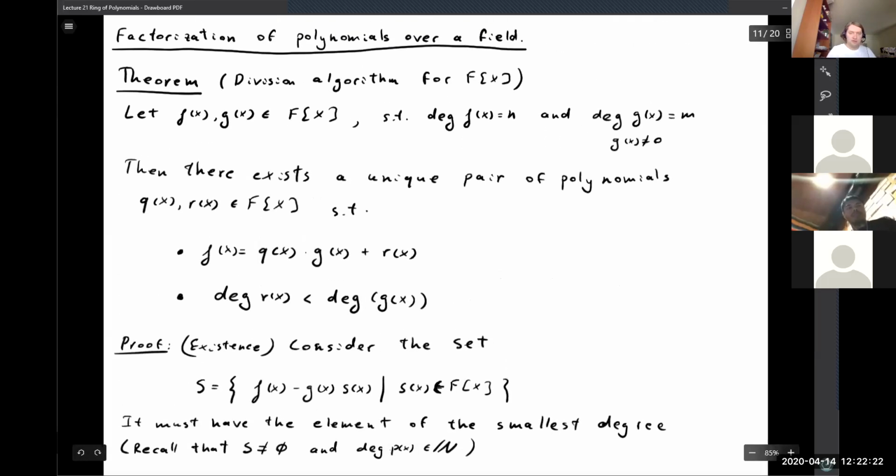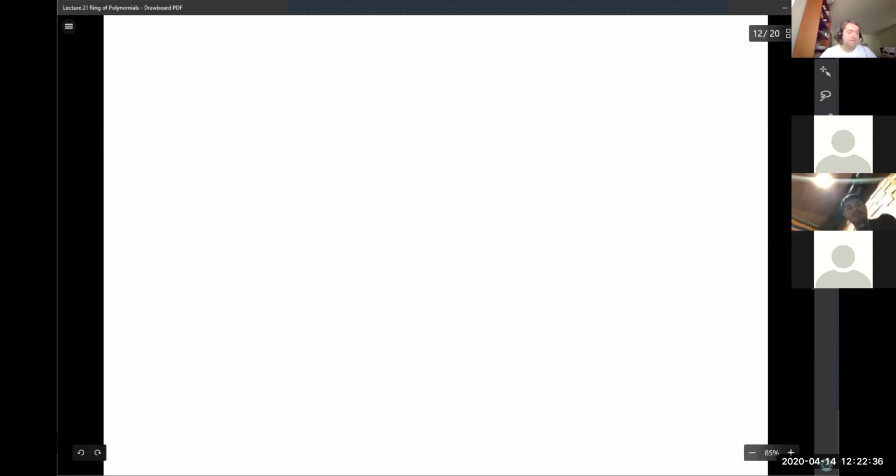Okay, smallest degree, and let's say that this polynomial is R of X. So then this R of X is the following polynomial. Suppose it has degree K. It'll be C_K X^K plus all the way to plus C_0, where K is strictly less than the degree of G of X.